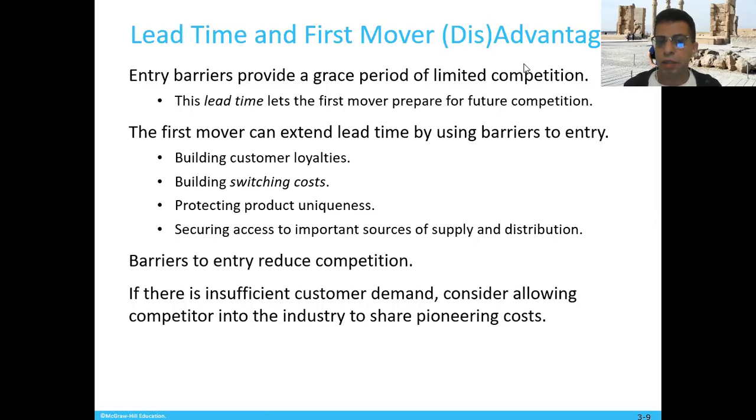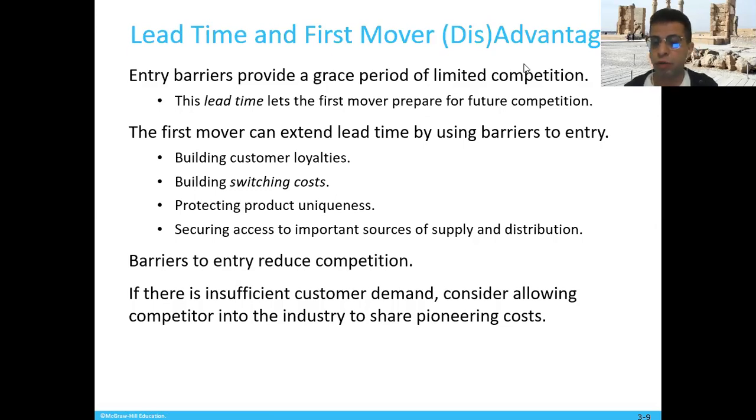The second thing is building a switching cost. So you have to give an option of cost if it's necessary. So if the competition comes and competes with you over the prices, you have options where you build a switching cost into it.